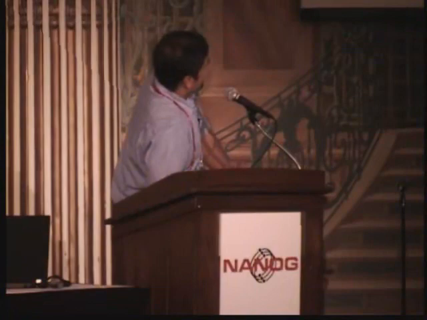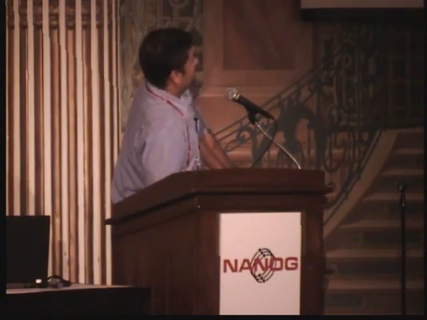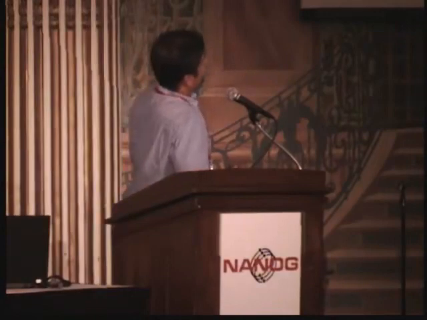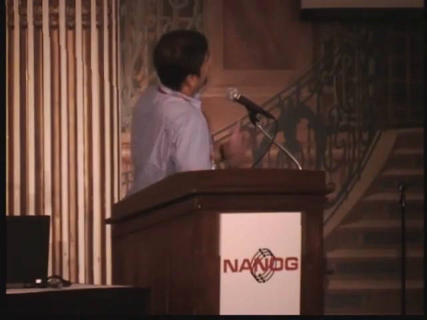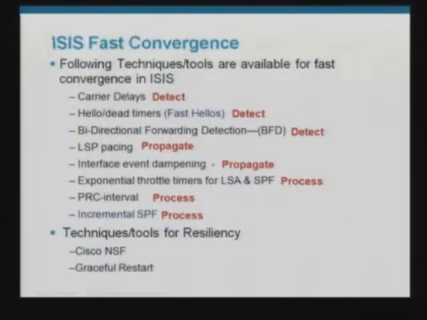All the other functionalities like stub router and Cisco NSF are still not available for OSPFv3. You do have graceful restart available for OSPFv3 if you're thinking about implementing it. For ISIS, almost everything is available. You have your fast hellos, BFD, LSP pacing, interface dampening, exponential throttling timers for both. Because remember, today we have mostly multi-topology ISIS, so it's not a big change. I can do pretty much what I've done for v4 for v6 as well. Your PRC, incremental SPF. For your resiliency, you have both Cisco NSF and graceful restart available if you decide to implement them for these protocols.